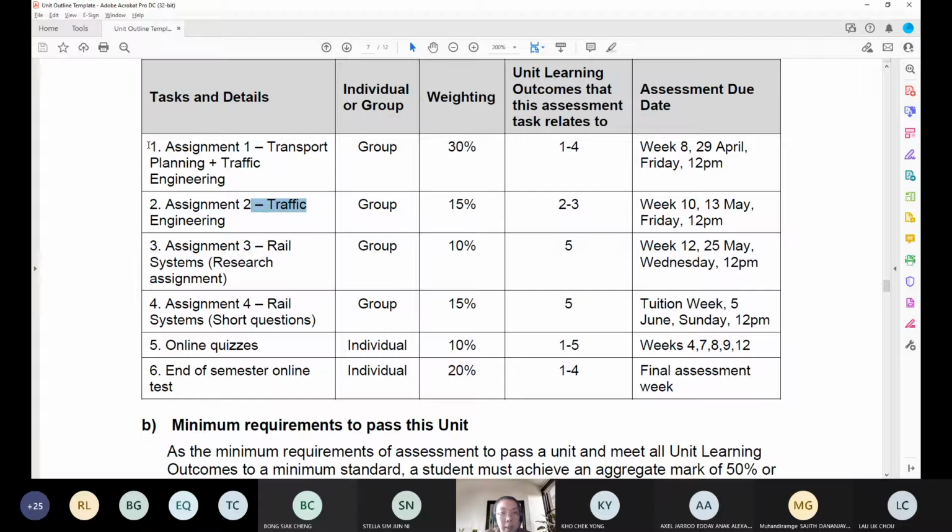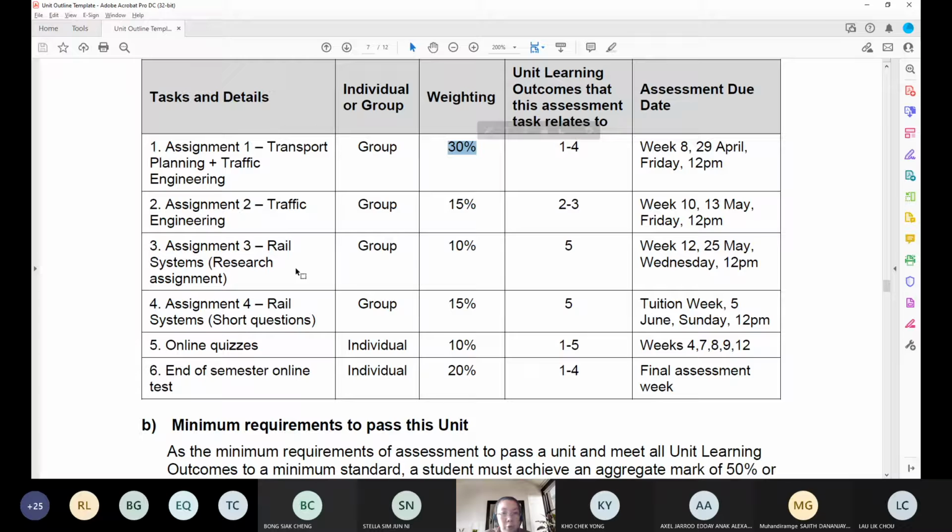Okay, so you have already analyzed most of the things in assignment 1 manually. You can use Excel, you can use your calculator, but not Sidra software. Then in assignment 2, for that same intersection, you will use software to analyze and to do discussions. So assignments 1 and 2 are related. You are given 2 weeks for assignment 2, due in week 10, worth 15%. Assignment 1 is 30%.